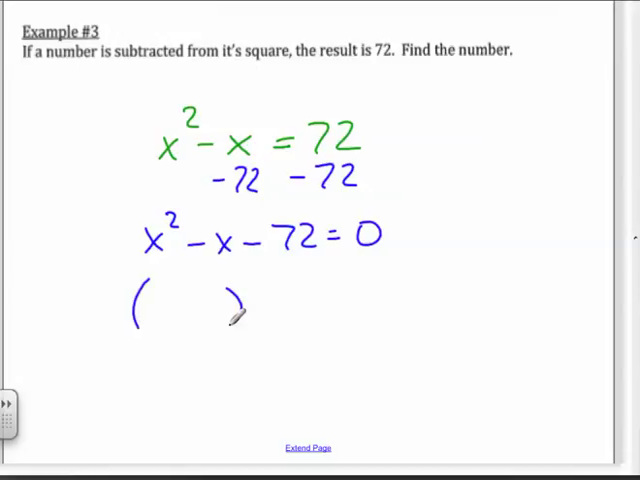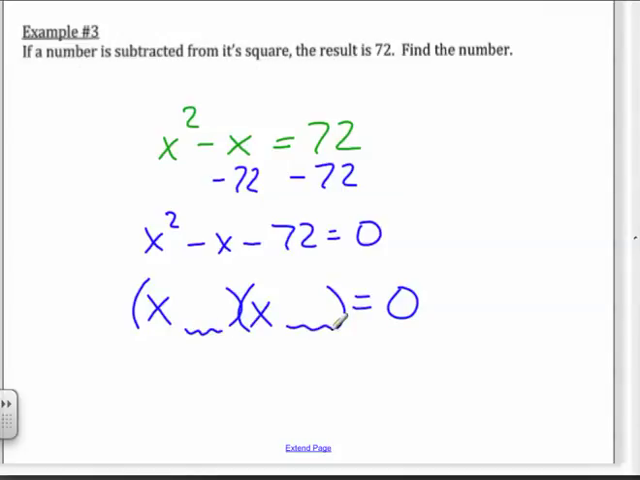Now, Alexander, I'm going to factor this. Should I use the quadratic on this trinomial? No. Because why? The coefficient of a is 1. There's nothing in front of x squared. It's just 1. So that means that that's going to be x and that's going to be x. Now, what numbers do I want to put back here?